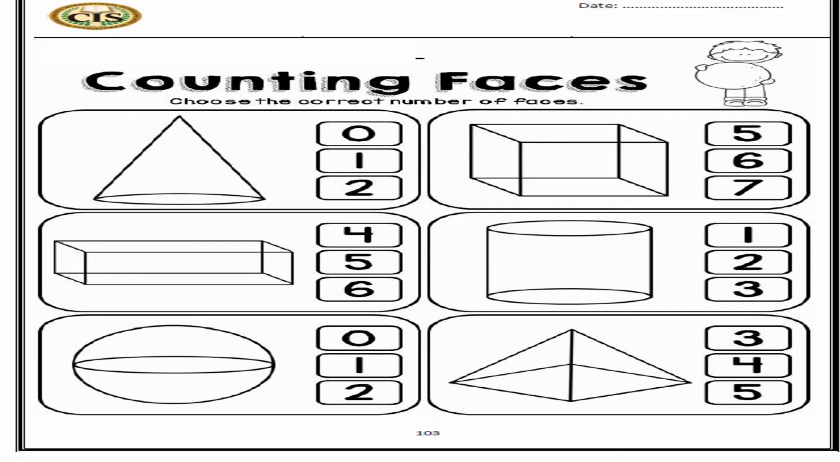Here we want to count faces. How many faces in the cone? 1. How many faces in the rectangular prism? Very good. 6. How many faces in the sphere? We call it Mr. Zero. 0 faces. And how many faces in the cube? It has 6 faces. How many faces in the cylinder? 2 faces. And the last shape, the pyramid, how many faces in it? 5.